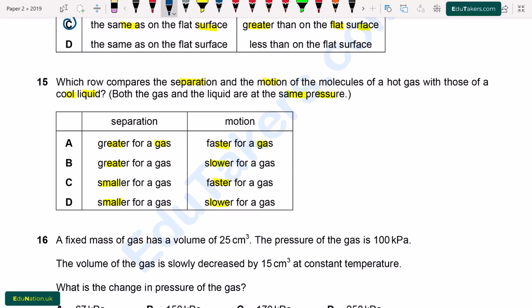So first of all, we know that the molecules of the gas are much further apart from each other. The spacing between these molecules is very large, due to which they move faster. It means that separation is greater and motion is faster, which is option A. So option A is correct.